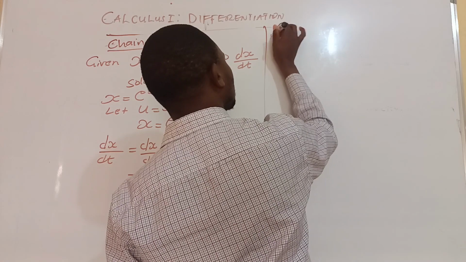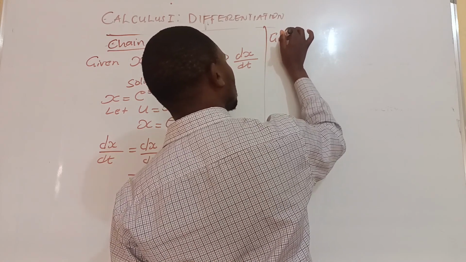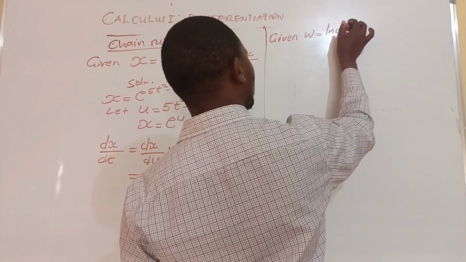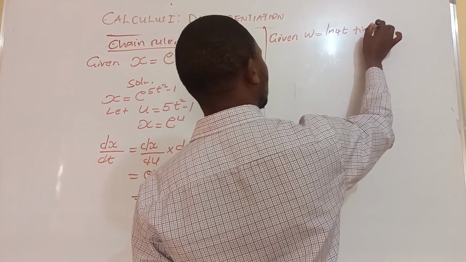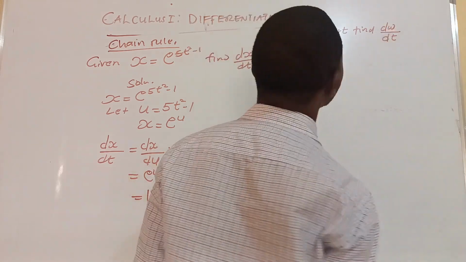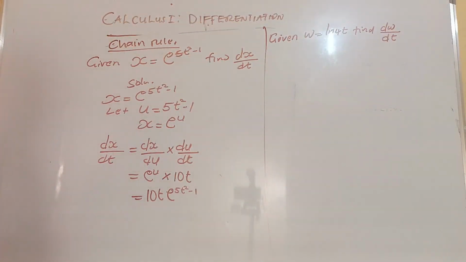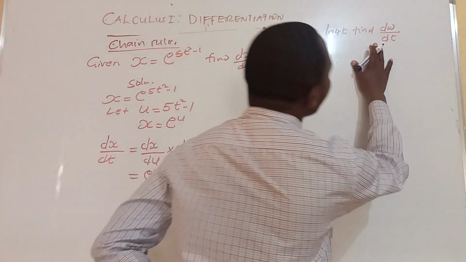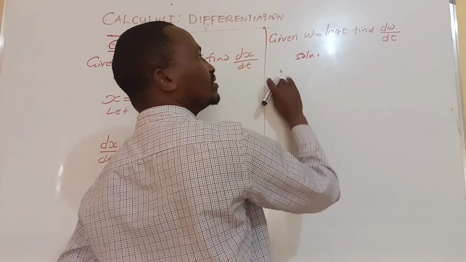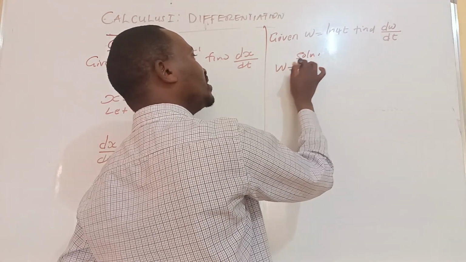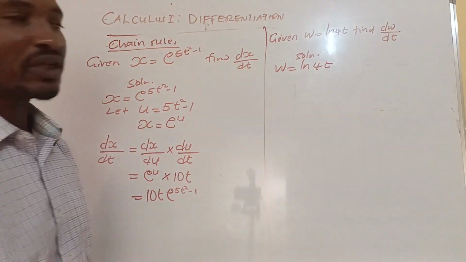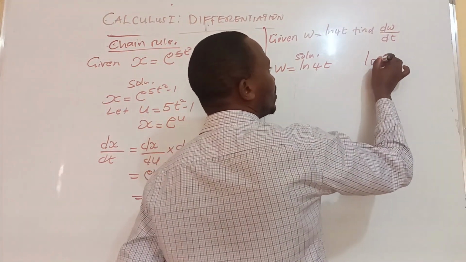Given w is the natural logarithm of 4t, find dw/dt, the derivative of w with respect to t. Now, how do you go about this? So let us have our solution. We say w is equal to the natural logarithm of 4t, or ln, or you can call it log base e.